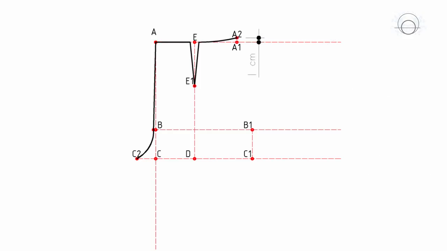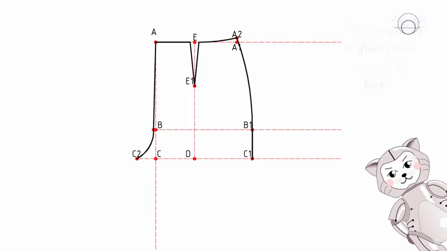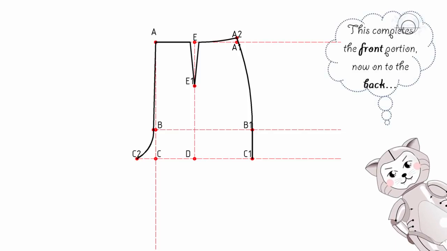From point A1, square up measuring 1 centimeter, marking the end point with A2. Connect A2 with a dart point by creating a curve. Connect point A with other dart point. Connect points A2, B1 and C1 by using a curved ruler. This shape presents your upper front leg half.